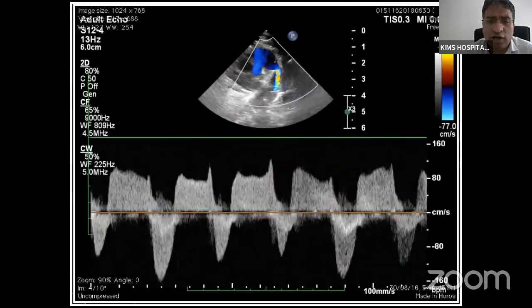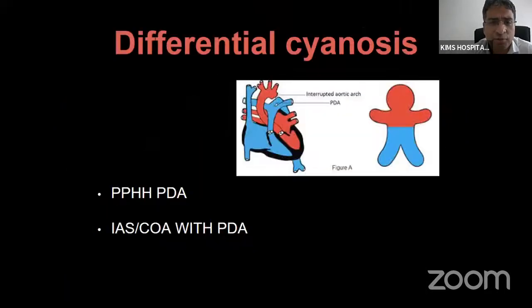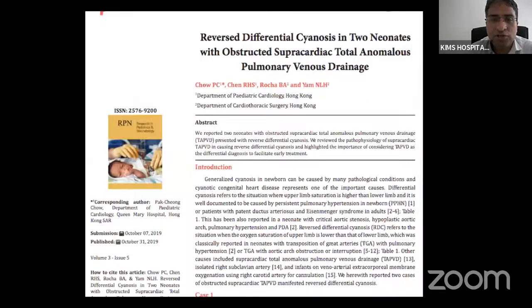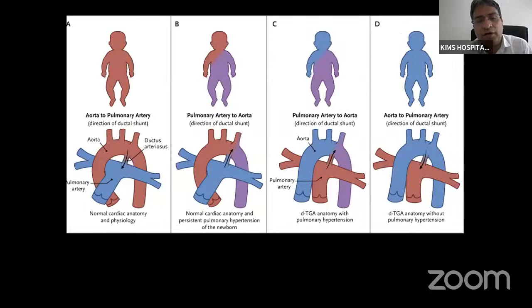So this is day one of life. You will often see PDA with hypertension, PDA with bidirectional flow, this is a tripod sign. So for differential cyanosis, uniform cyanosis is present in all, upper, lower, it's the same. Differential means either there is cyanosis in the upper with the lower normal, or lower is cyanosed and upper is normal. For this, two things are compulsory. Either the presence of PDA is compulsory, with either a PPHN or the coarctation with PDA. So these are the different aorta to pulmonary directions of the shunt.